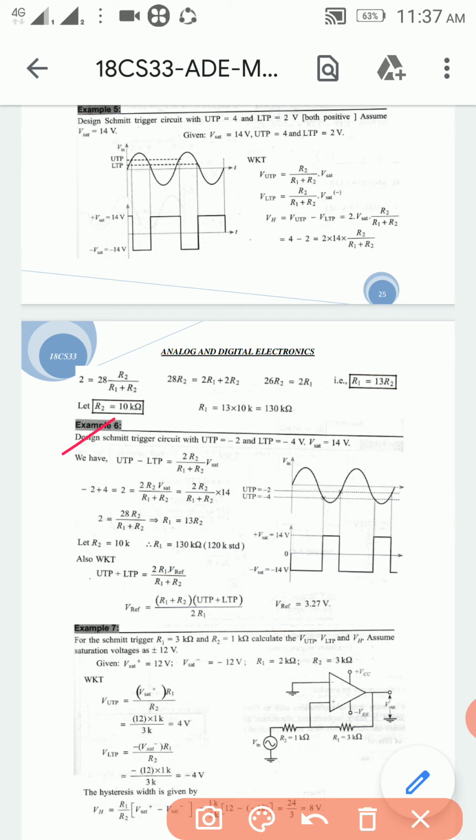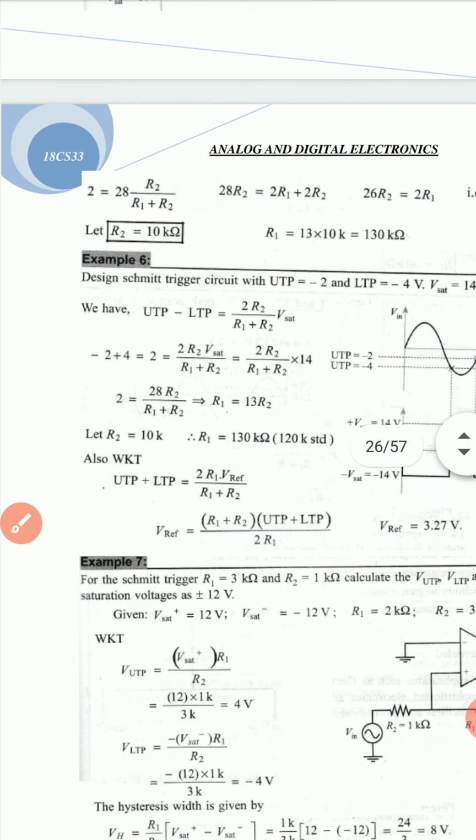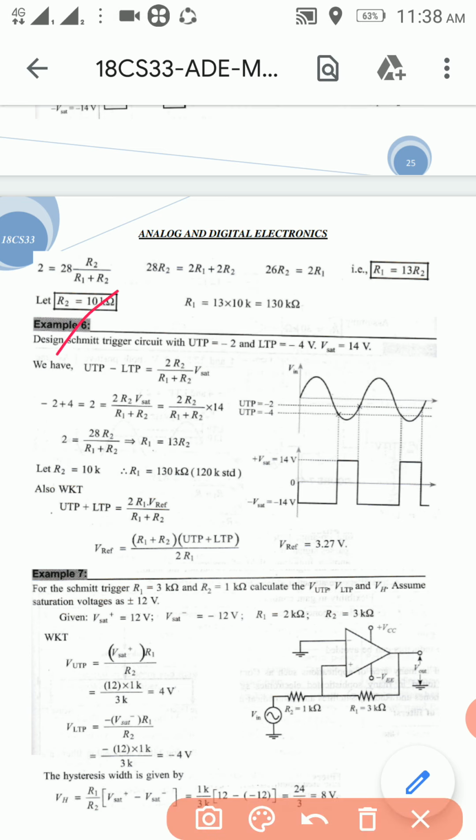So this problem: design a Schmitt trigger circuit with a UTP of -2 and LTP of -4 volts and VSAT as 14 volts. We have the UTP minus LTP formula, that is the hysteresis formula. V hysteresis is equal to VUTP minus VLTP. After subtracting those two, we'll get this expression. We know the UTP value is -2 volts and LTP is -4. Substitute in this equation, you will get this one.